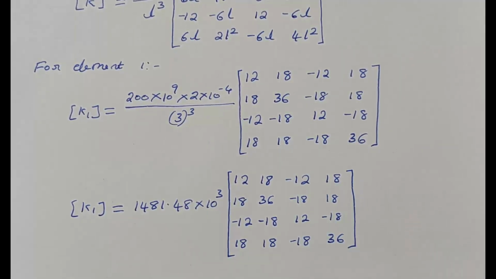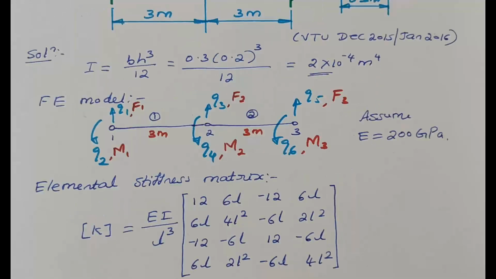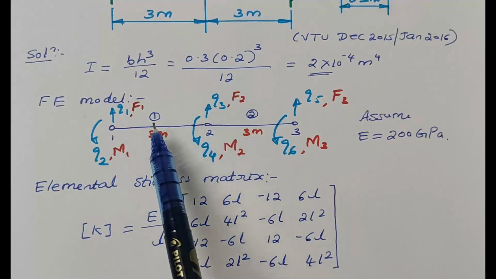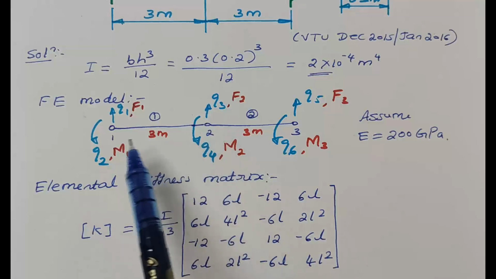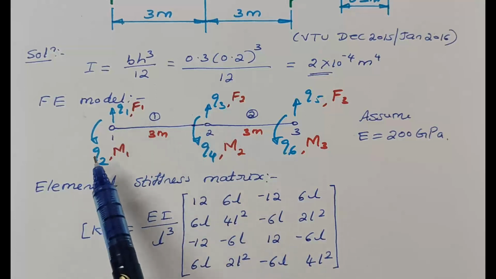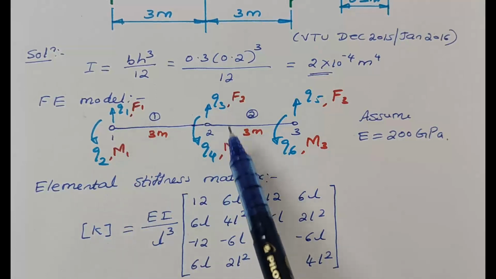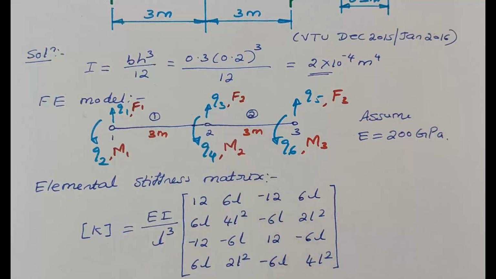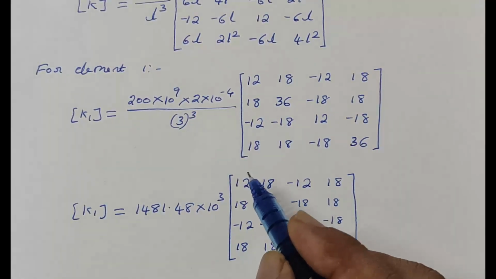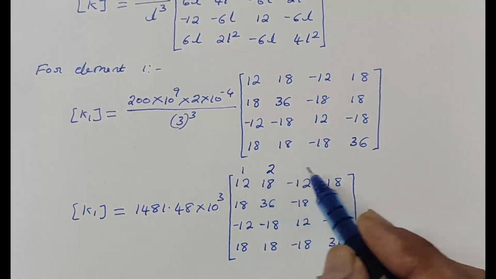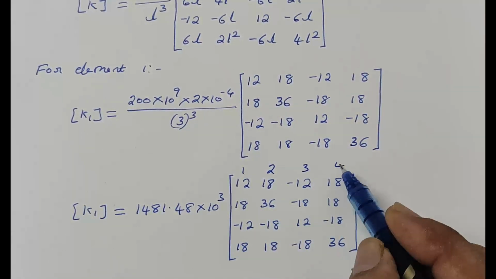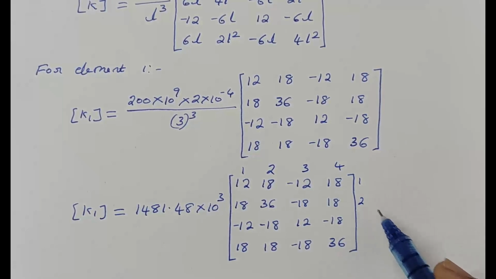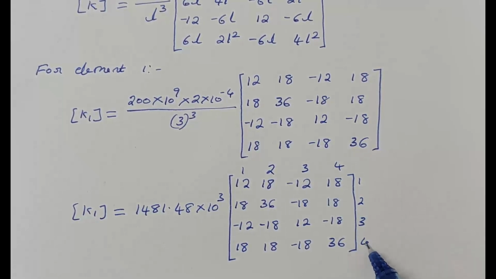This is K1. Next is numbering. See the FE model. Element number 1 connects node number 1 to 2. At node number 1 the DOF is Q1 Q2. At node number 2 the degrees of freedom are Q3 and Q4. Therefore the numbering will be 1 2 3 4. So here the numbering is 1 2 3 4. Here also 1 2 3 4.